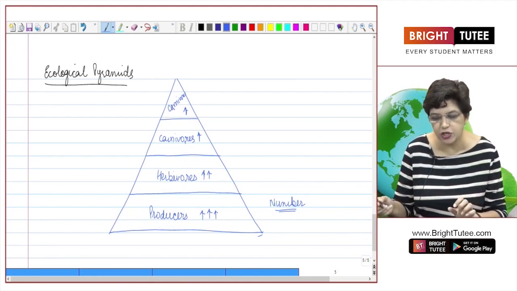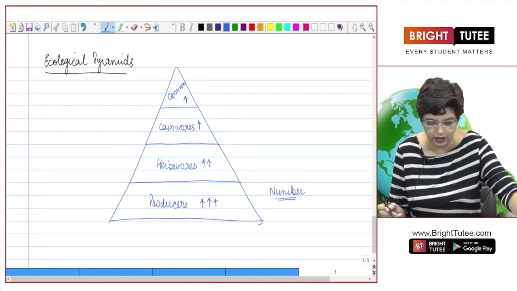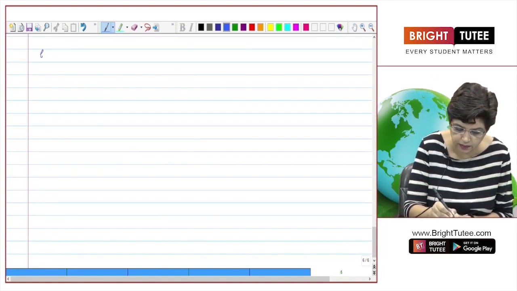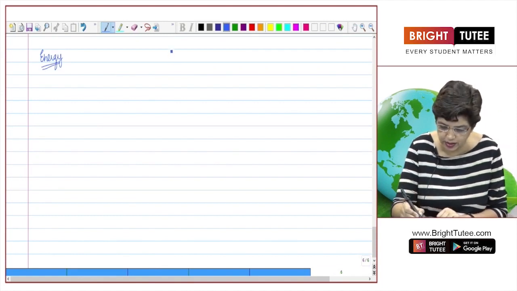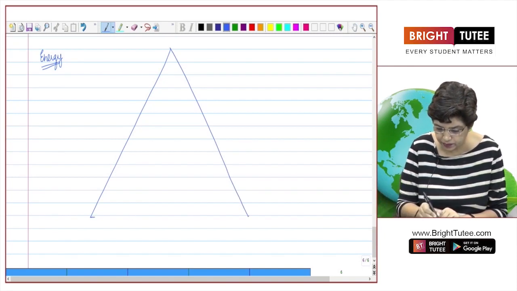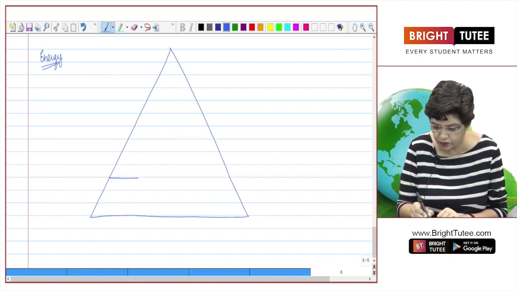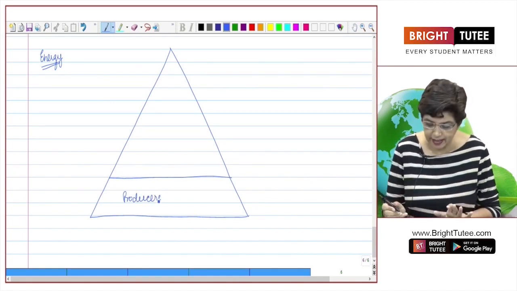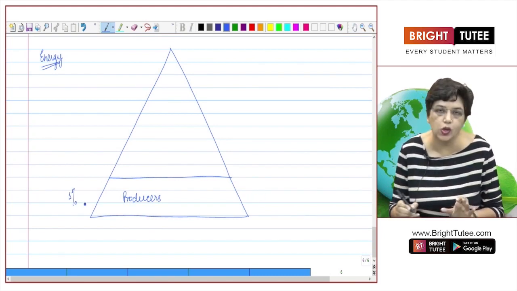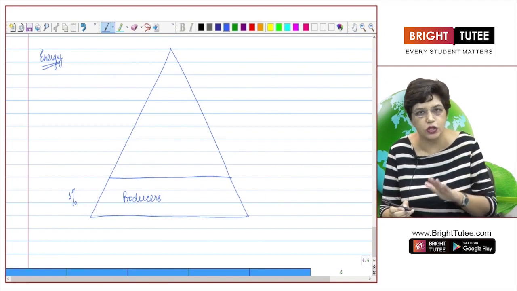All right, let me show you another ecological pyramid, that is pyramid of energy. How energy flows in an ecosystem or in a food chain. So the first level, that is the plants or the producers. It has been found that plants absorb about 1% of all the energy, solar energy, that falls on their leaves.